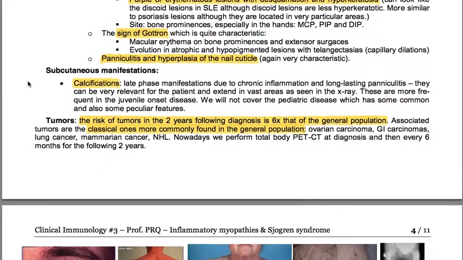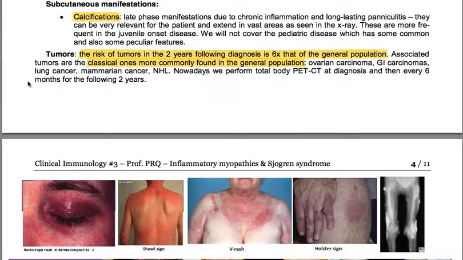are calcifications, which are late phase manifestations due to chronic inflammation and long-lasting panniculitis. They can be very relevant for the patient and extend over vast areas, as seen in the X-ray. These are more frequent in the juvenile onset disease. We will not cover the pediatric disease, which has some common and also some peculiar features.